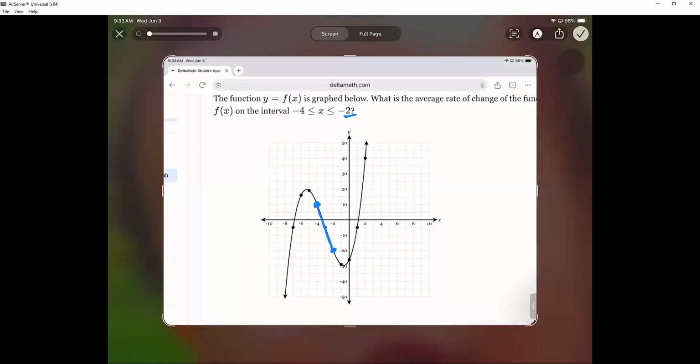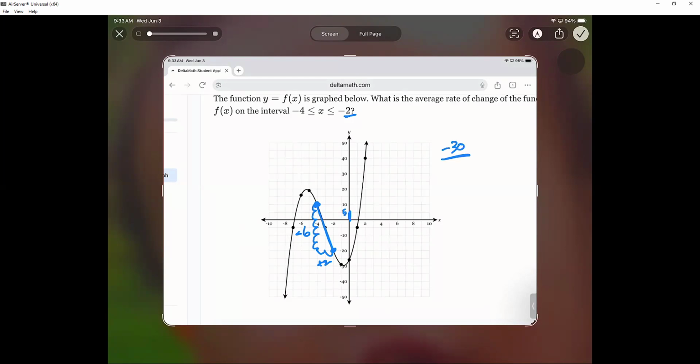1, 2, 3, 4, 5, 6. I went down 6 blocks. And then I'm going to go over 1, 2. So I ran 2 blocks. Now here, each block is 5. So if I went down 6 blocks, that's going to be a negative 30. That's the rise. Remember, rise over run.